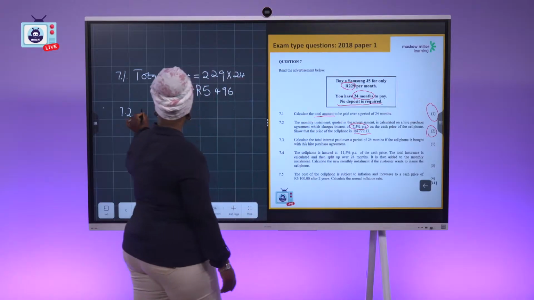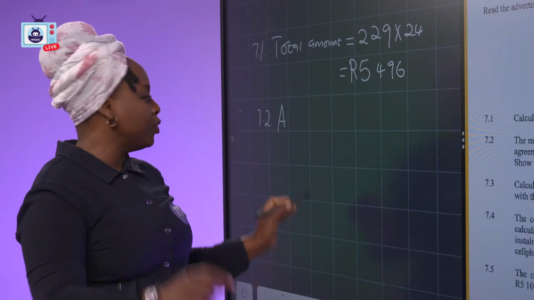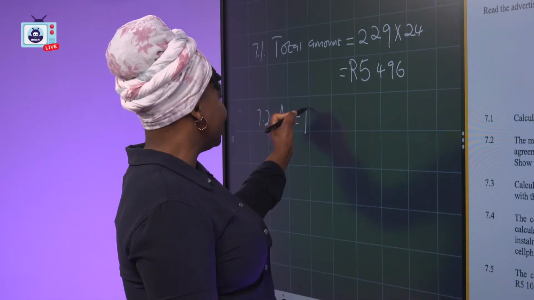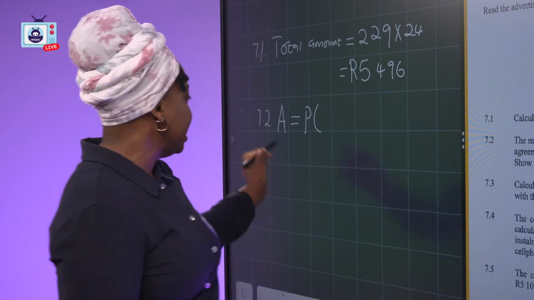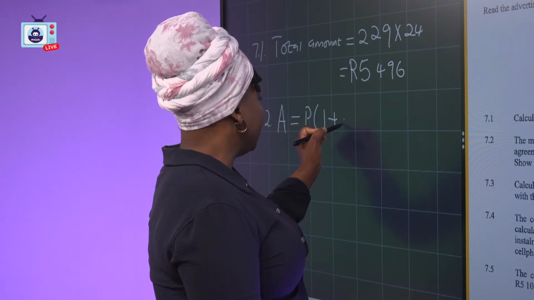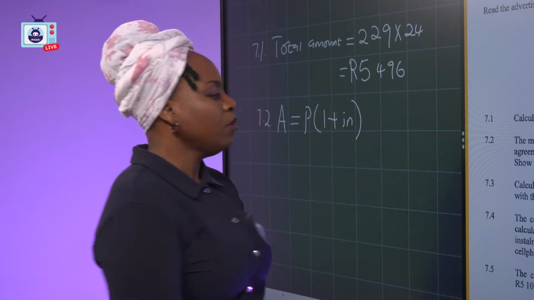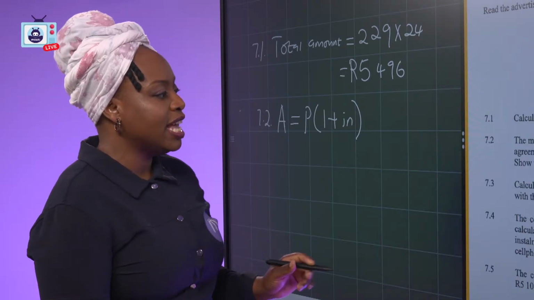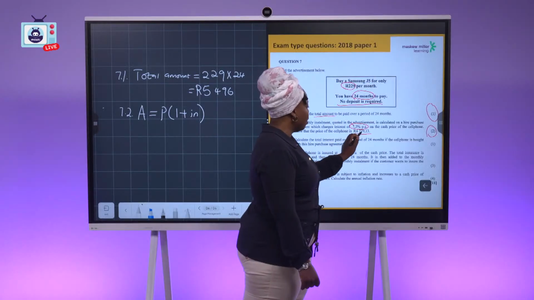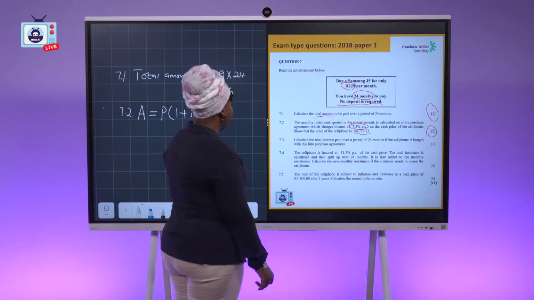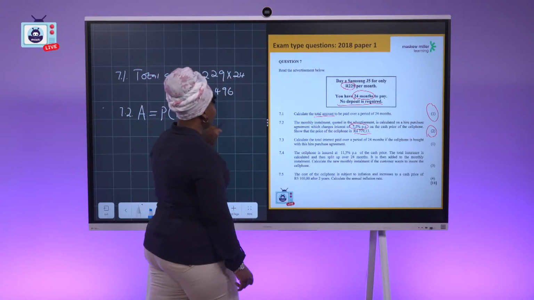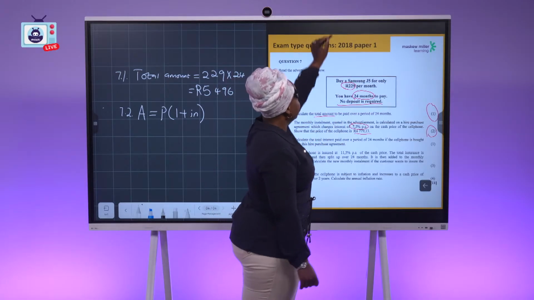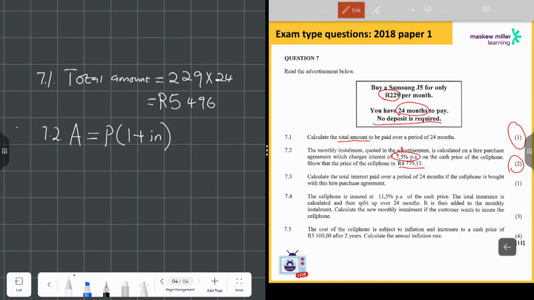If you check from our previous slide where we put a real life situation, we did say that hire purchase will be calculated using your simple interest formula. So that is A equals P(1 plus in). Right. So what do we have at this point? We do know that the cell phone is 4,779 and 13 cents, and we do know that the i is 7.5. So you can write that and you can show that this is an i, right?